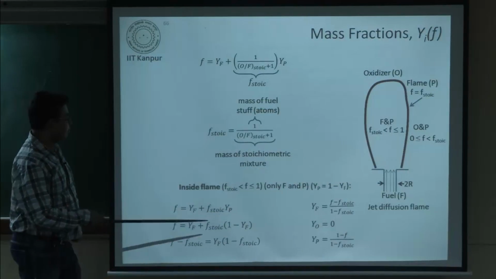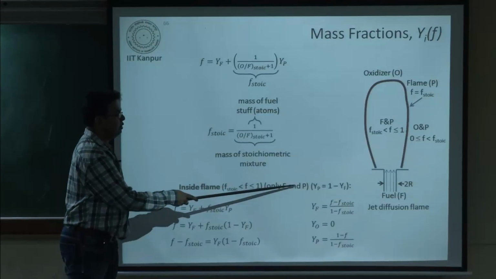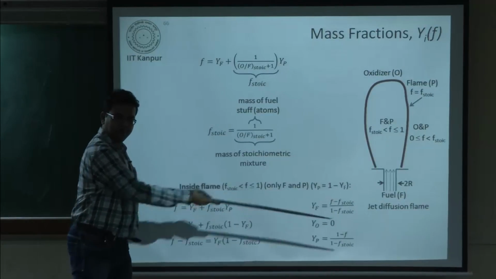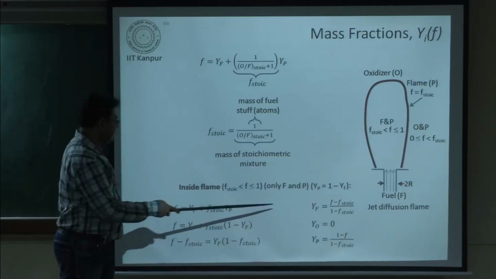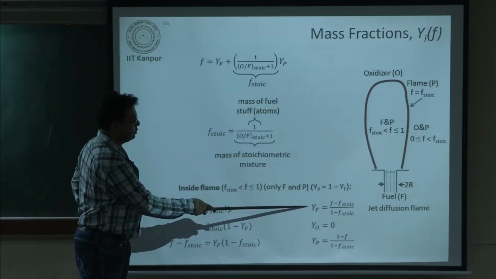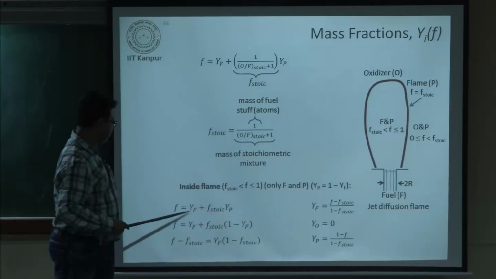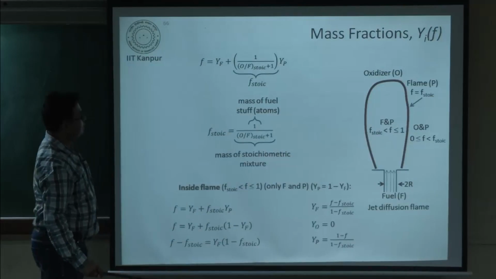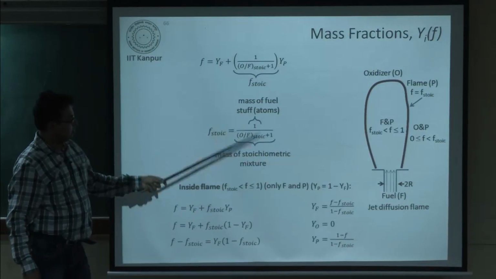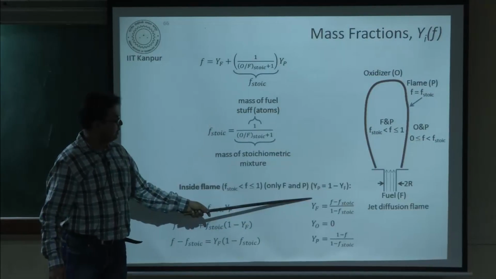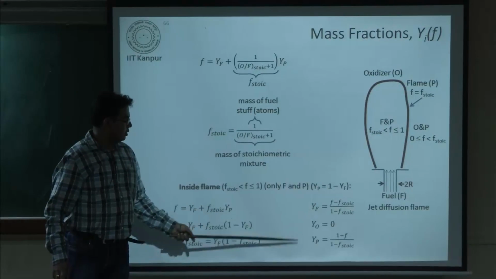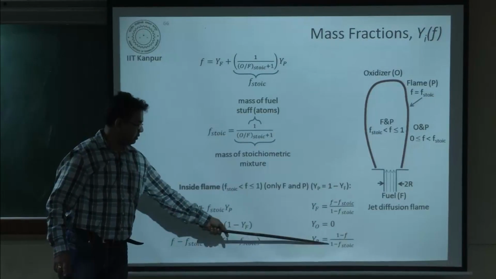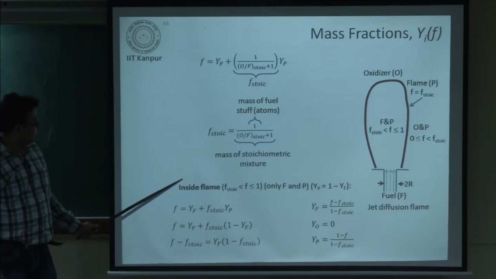Inside the flame we have this condition, and we know that there is only fuel and product. So Yp is basically 1 minus Yf, there is no oxygen there. So now you can recover Yf. This is the expression of Yf inside the flame. You can simplify this and you will get Yf as this. Inside the flame there is no oxygen, so Yo is 0, and Yp is the rest, that is 1 minus Yf. So we know what is inside the flame.